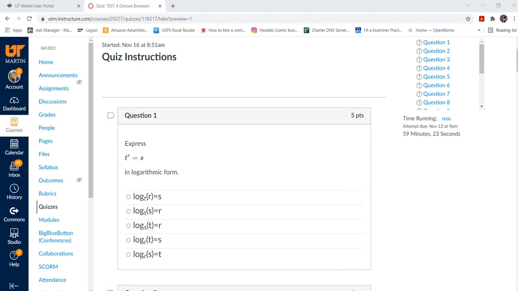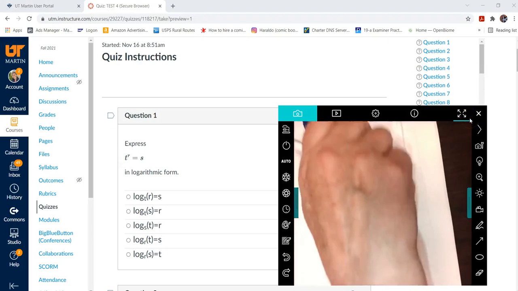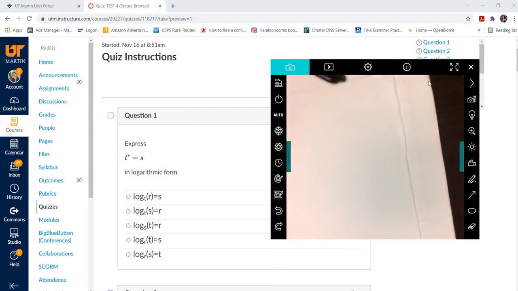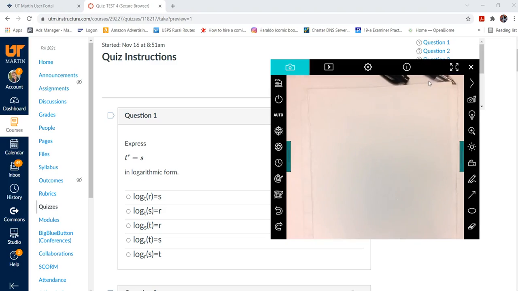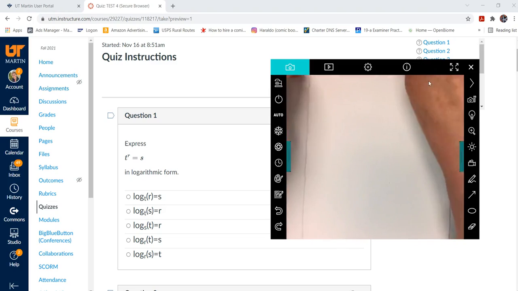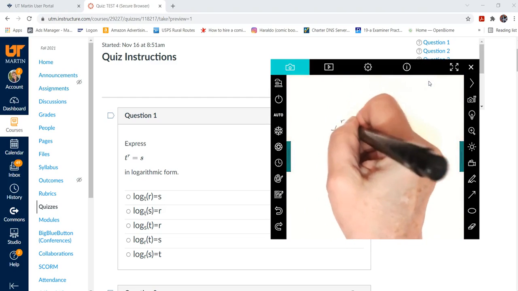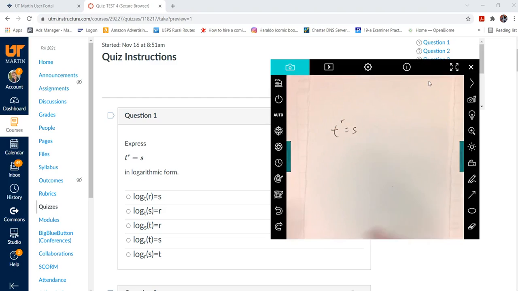Okay, so I'm going to get the screen up here. This is going to be a review of test 4. Let's see if I can do this while putting that there. Okay, so we want t to the r equals s in logarithmic form.